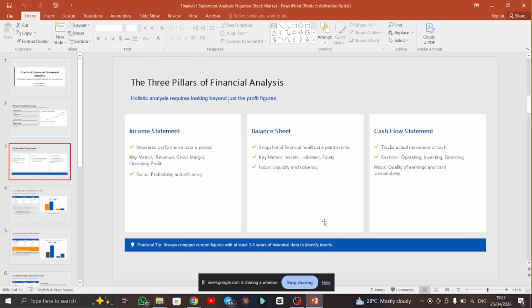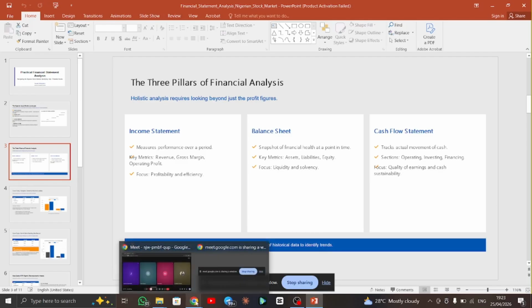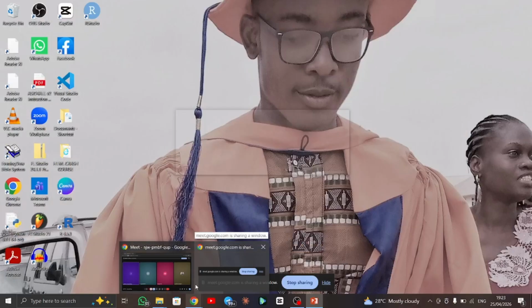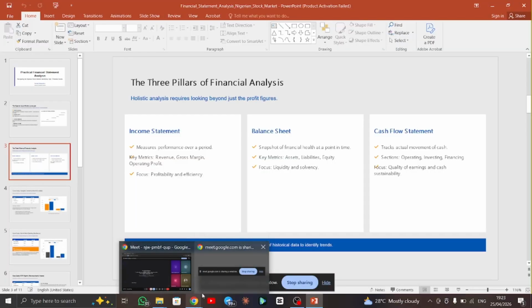Can you see it now? No, I cannot see it. You cannot see it. I can. I cannot see it. No. Please, if you can see it, identify on the chat box, please. Can we all see the screen? Yes, sir. Yes, I can see it now.